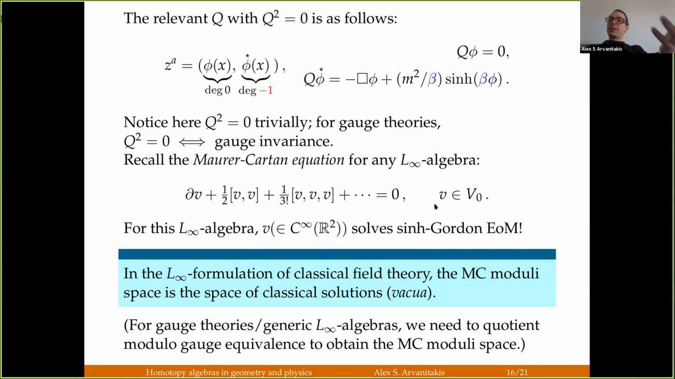So with respect to the meta theorem I mentioned before, the L-infinity algebra structure of classical field theory is the one that describes, well, the perturbation theory of the moduli space of classical solutions, or classical vacua, if you want. And I should say that if you had a gauge theory instead, you need a quotient modulo gauge equivalence to obtain the moduli space, exactly as you would expect.